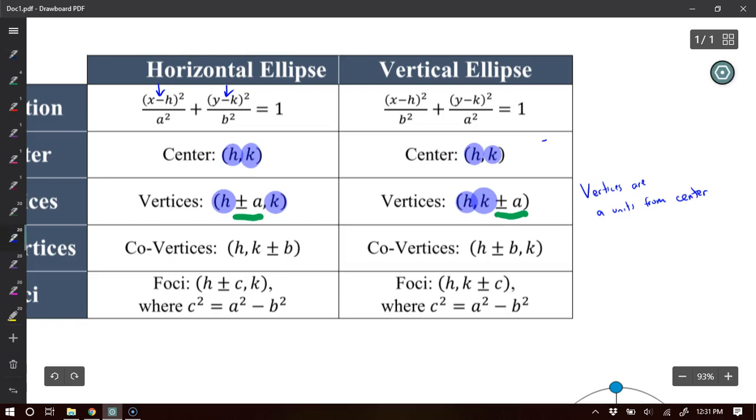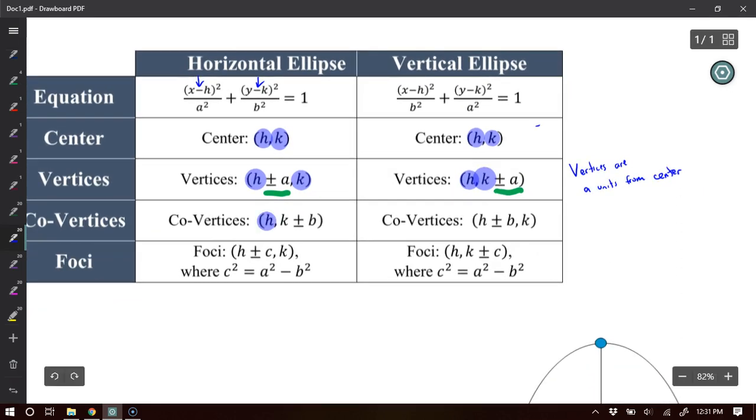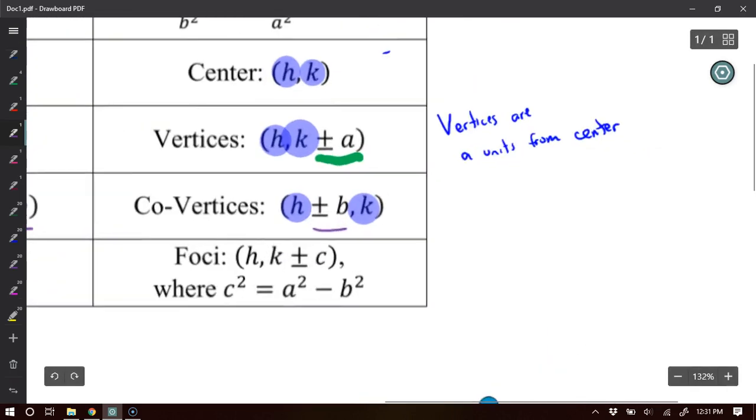Now, let's go to co-vertices. Let's look at the same idea. If I'm dealing with co-vertices, I still have an h and a k. So what's the difference? Well, in this case, I'm adding and subtracting b. For the horizontal, I'm adding and subtracting b to the k value. For the vertical, to the h value. But that's not the concept. The concept is that co-vertices are b units from the center. And that's always going to be true.